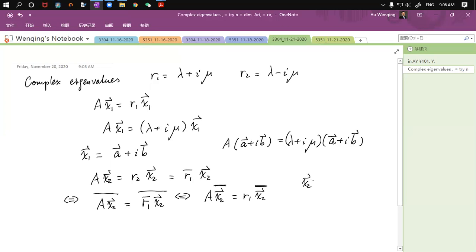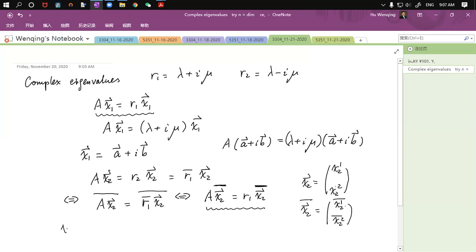So that means if X2 is equal to X21, X22, we're in dimension 2, so we don't have to really worry about it. It's just a two-dimensional vector. Then the conjugate just means X21 bar and X22 bar. So these are conjugates. Now, if you combine this identity with the original identity here, you get a conclusion that X2 bar is just equal to X1. Is that good?